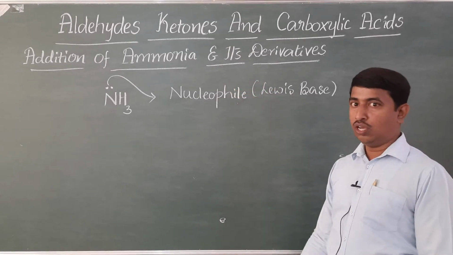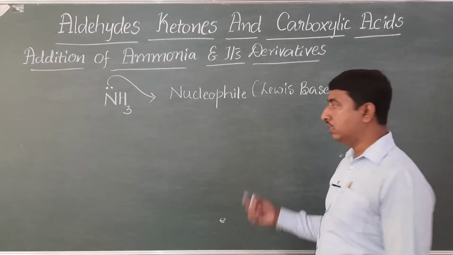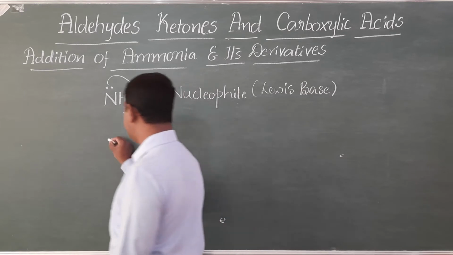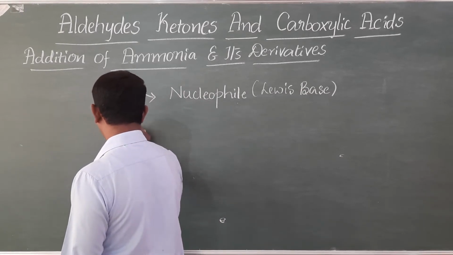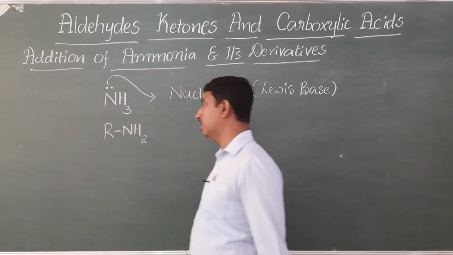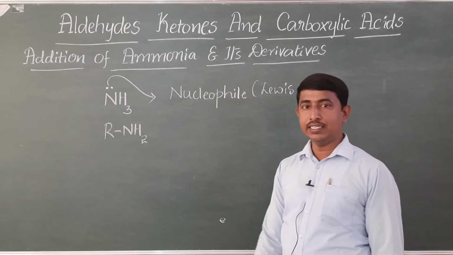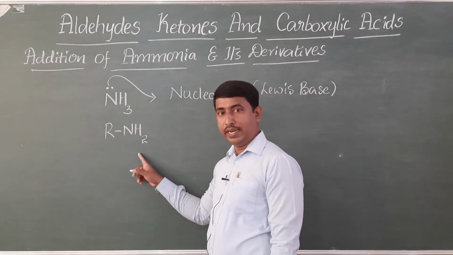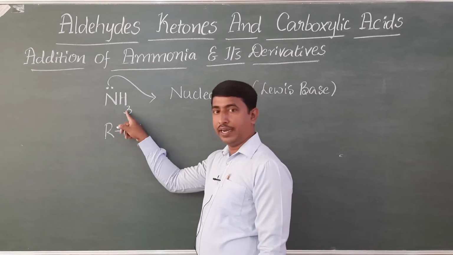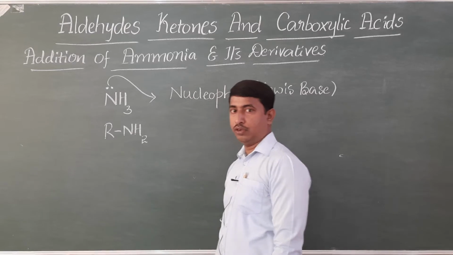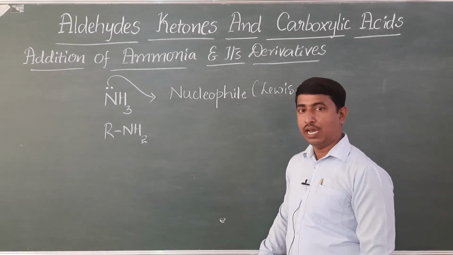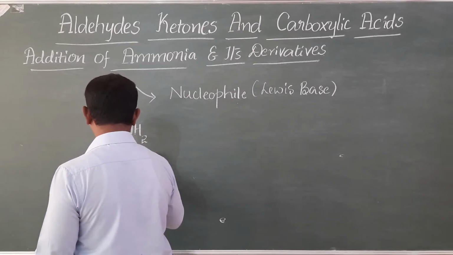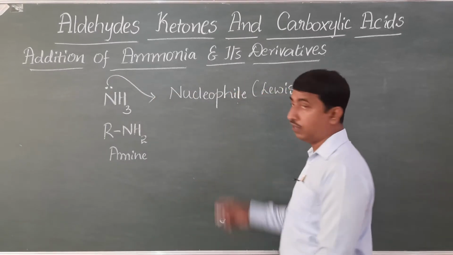We are studying nucleophilic addition of ammonia and its derivatives. How are derivatives obtained? For example, amine. The general formula of an amine is RNH2. So, RNH2 is an example of a derivative of ammonia. It is obtained by replacing one of the hydrogen atoms by an alkyl group, then we will get an amine.